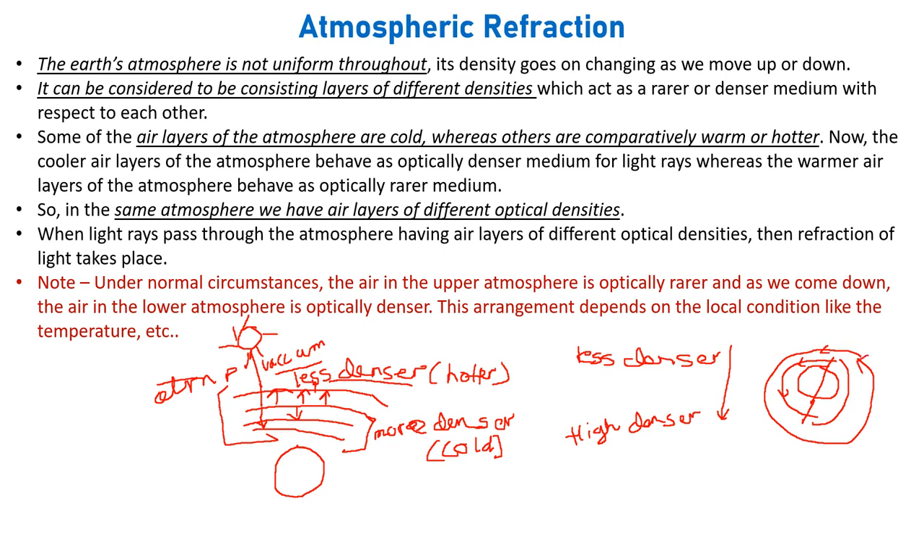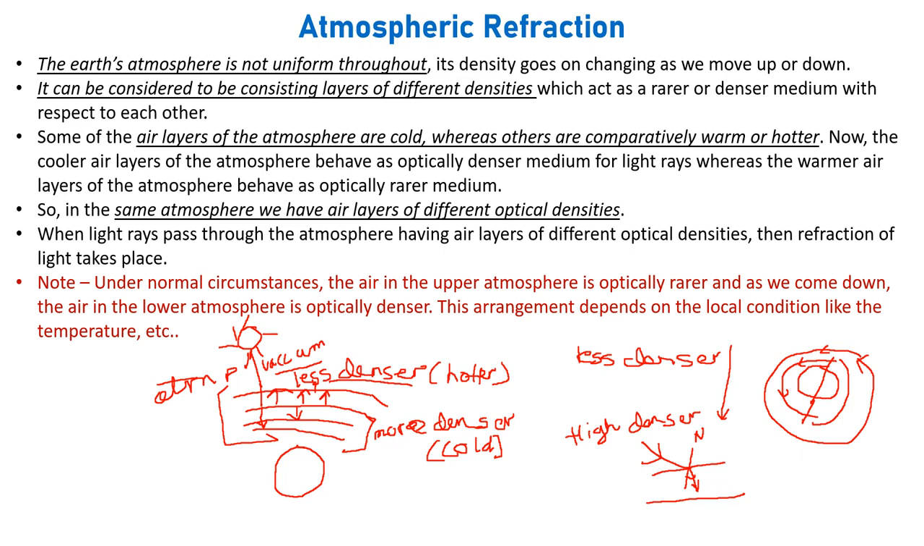So because of these two properties of air, the atmosphere has different densities at different levels, and light has to travel from the less dense towards the more dense. And we know that when light travels from a less dense towards a more dense medium, it bends towards the normal, right? So these three things you have to keep in mind.